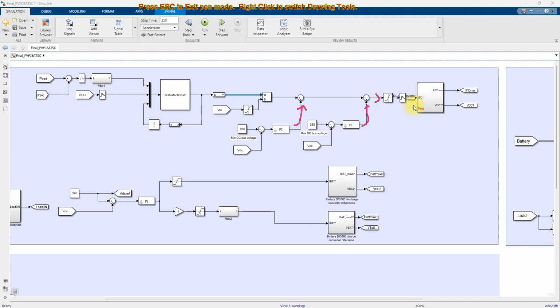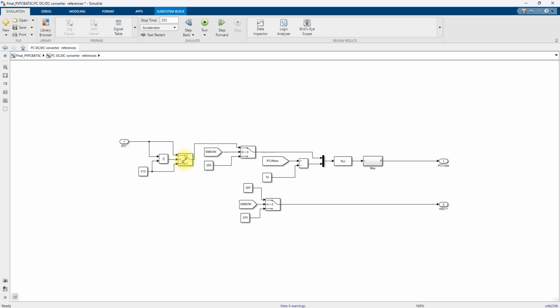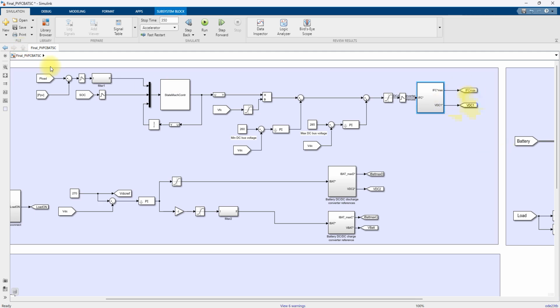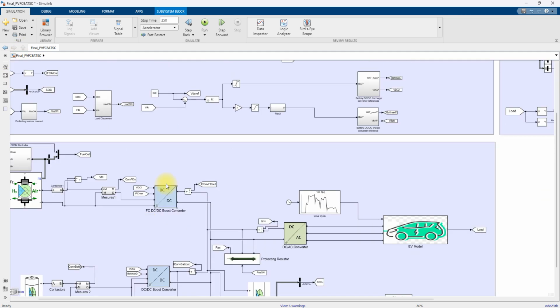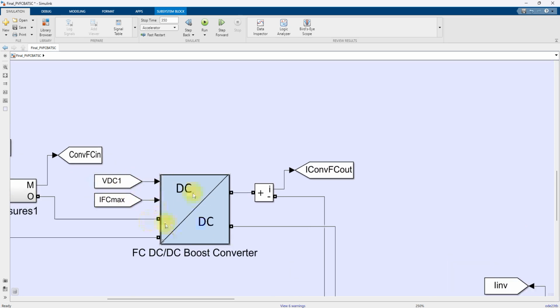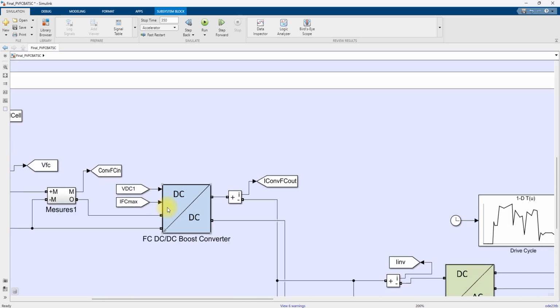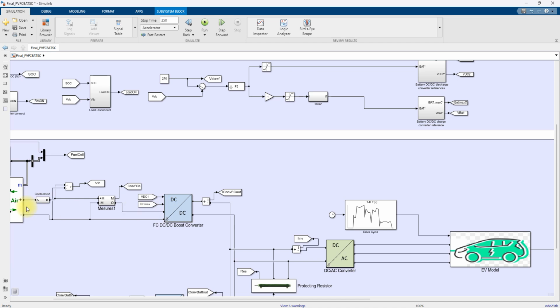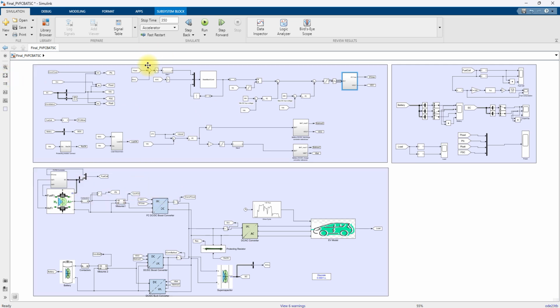Based upon this reference current, you calculate IFC max and VDC. This control logic creates IFC max and VDC for the fuel cell. This IFC max and VDC will be connected to the boost converter to control the fuel cell power, voltage and current. So this is the fuel cell control.